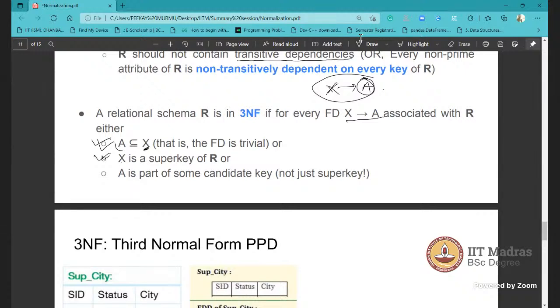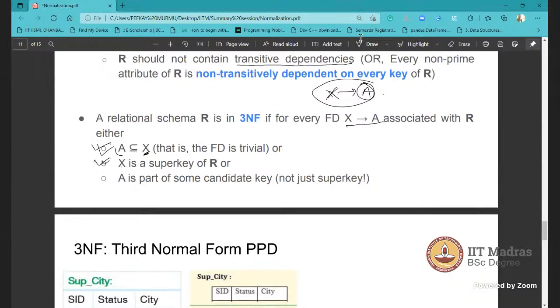But in the BCNF, we restrict that part: whatever is present on the left hand side must be a super key, right? And that is the difference between third NF and the BCNF. So we can say that the BCNF is a stricter form of the third normal form, right? Yes, sir. And every BCNF relation is in 3NF. We can conclude that also.